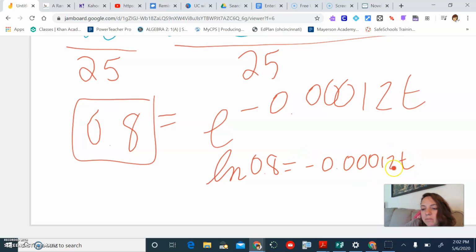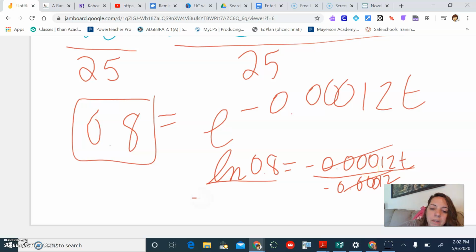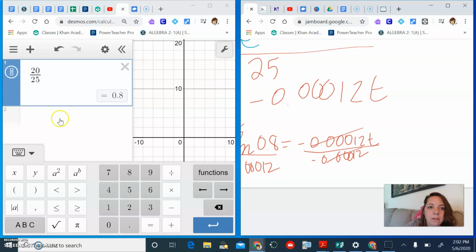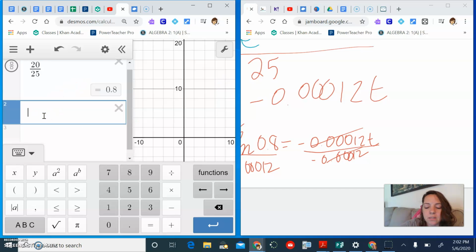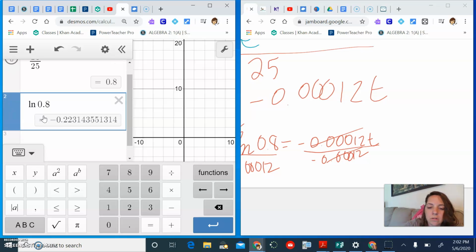And then we need to get rid of this crazy decimal, and it's being multiplied by T, so we're going to divide by that crazy looking decimal, 0.0001231. So in my handy dandy calculator, we're going to type all that in. And you can type it in to Desmos or the Khan Academy one because it has a button for natural log.